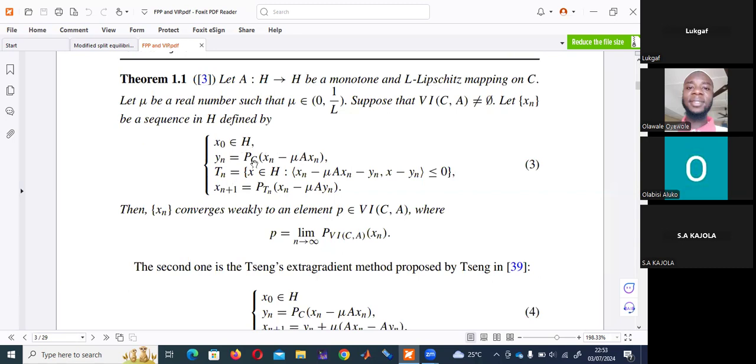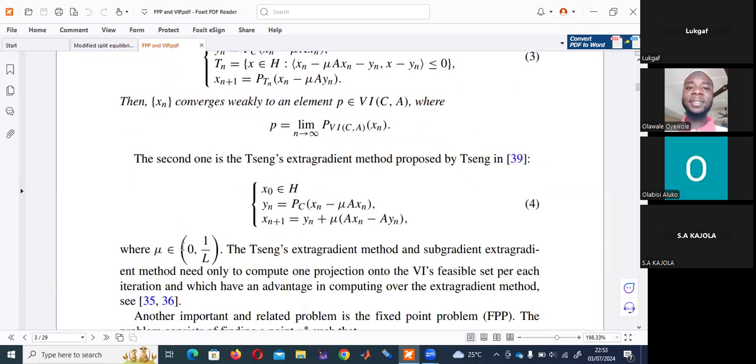This is the subgradient extragradient method. If you remember, it has one projection onto the feasible set and a projection onto the half space. So this is the half space here. This combination is the subgradient extragradient method, and this was what we did in the last one. So, the Seng extragradient method.